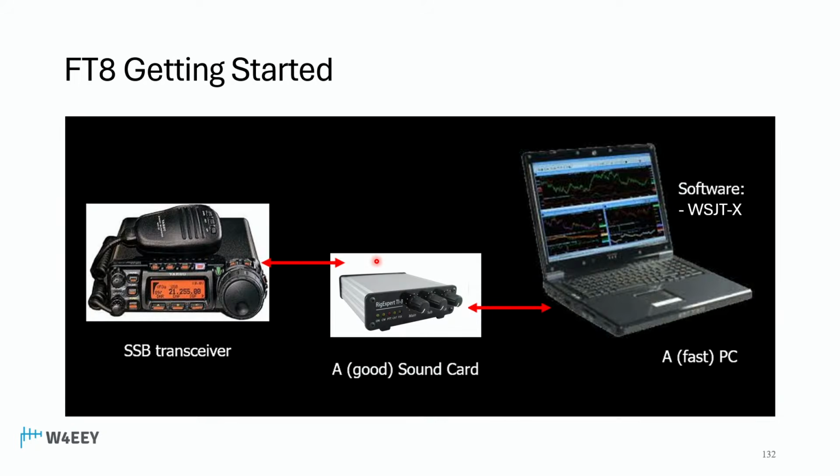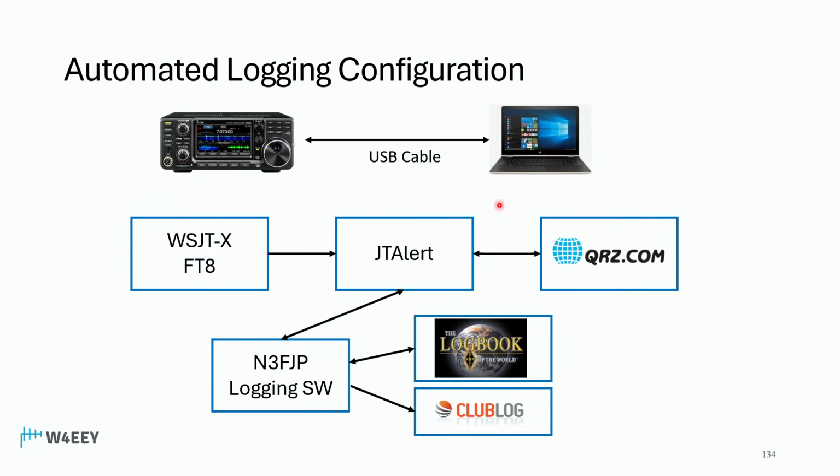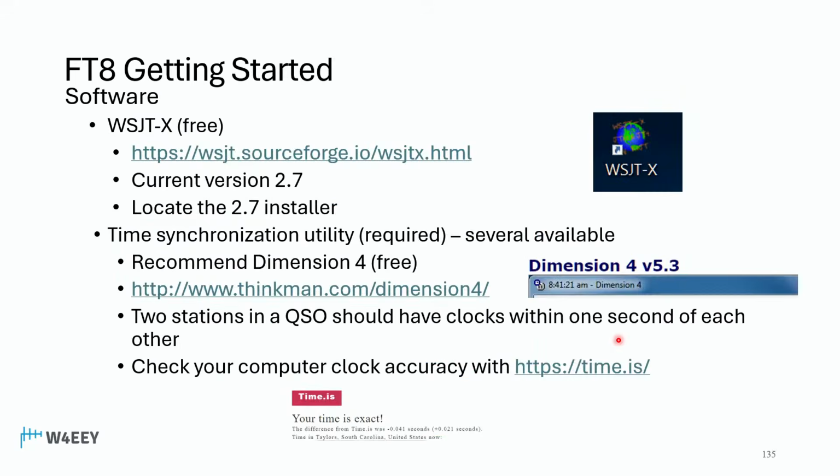What do you need to get started? A transceiver, a sound card, and a computer. Sound card can be in your transceiver. Some more details, what might be needed. And this is how I'm configured. So I've got WSJT-X connected to JT Alert, which goes to my software logging program, which automatically uploads to Logbook of the World and ClubLog and does lookups on QRZ. It's pretty easy to configure a system like this.